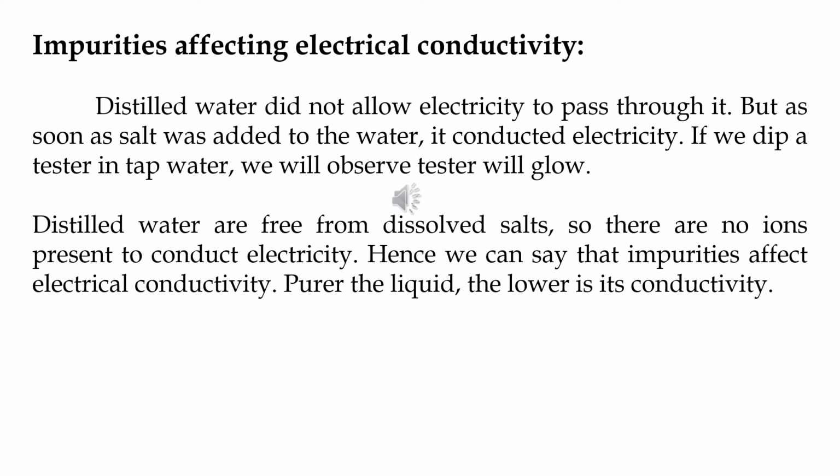Now take half a spoon of NaCl and mix it in the distilled water. Now I have added an impurity to the distilled water, right? So now it has become an ionic solution. In such a case, when you pass electricity through that solution, it becomes a good conductor. When we add an impurity, it increases the conductivity. When the liquid is very pure, it lowers the conductivity.